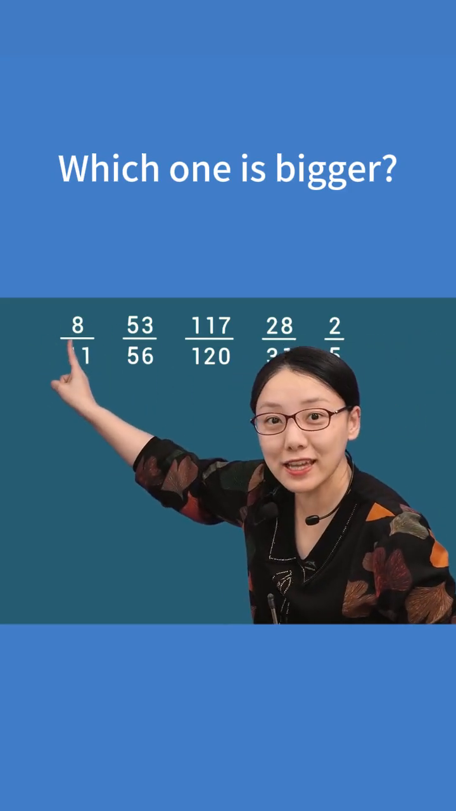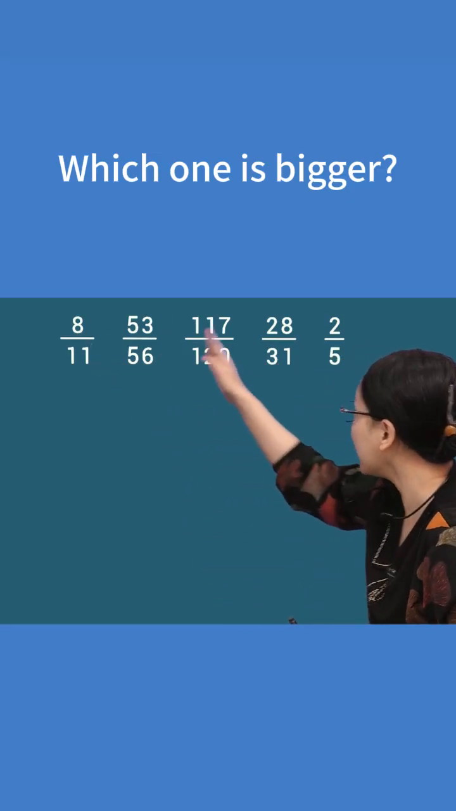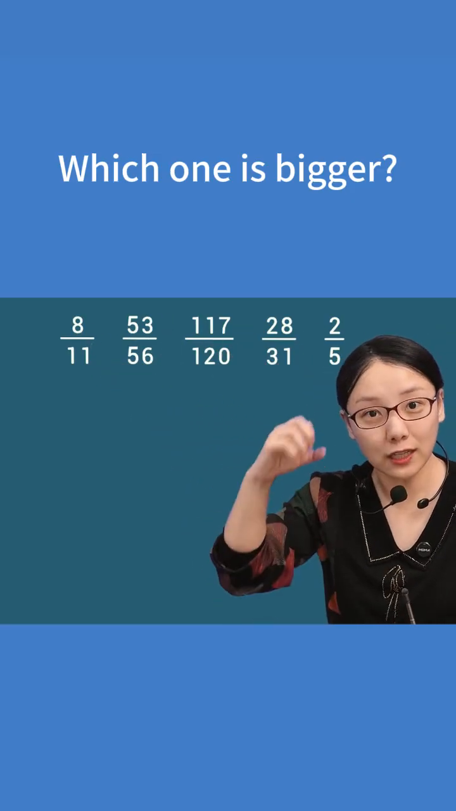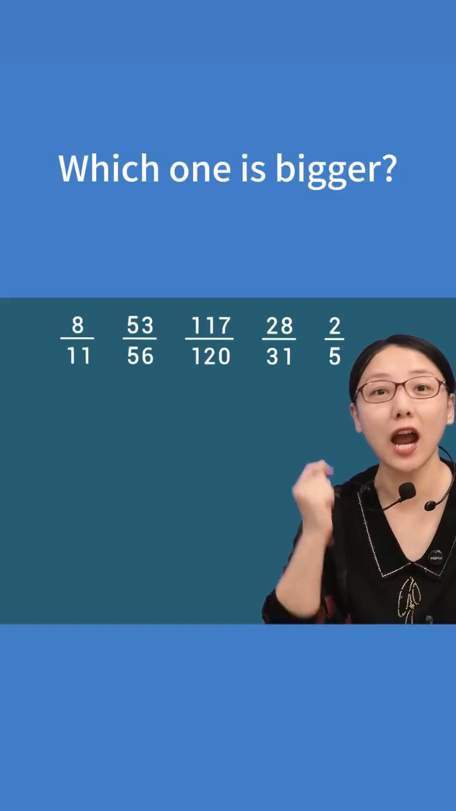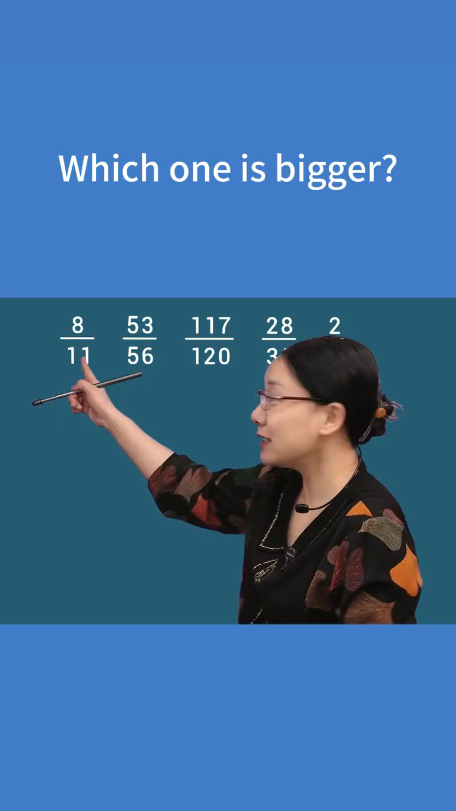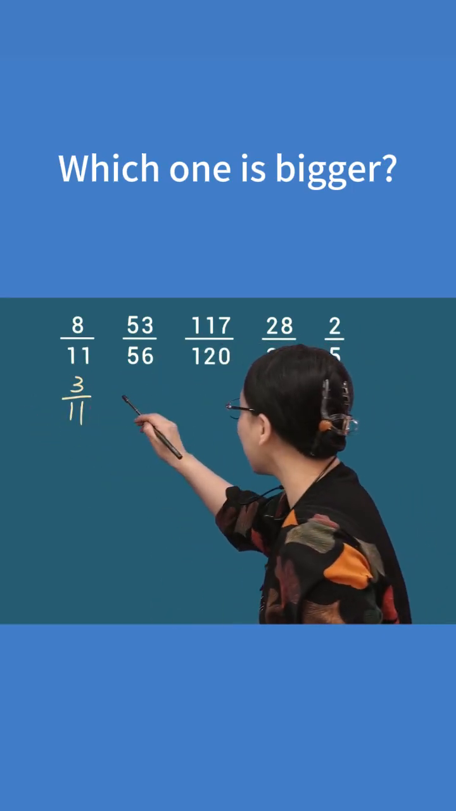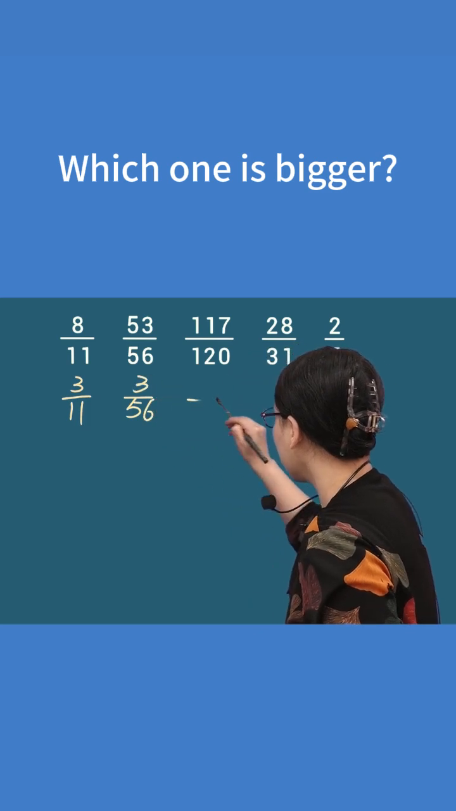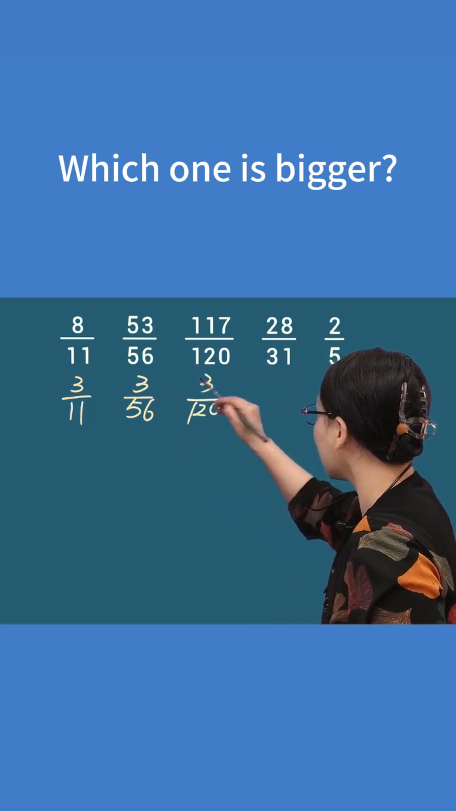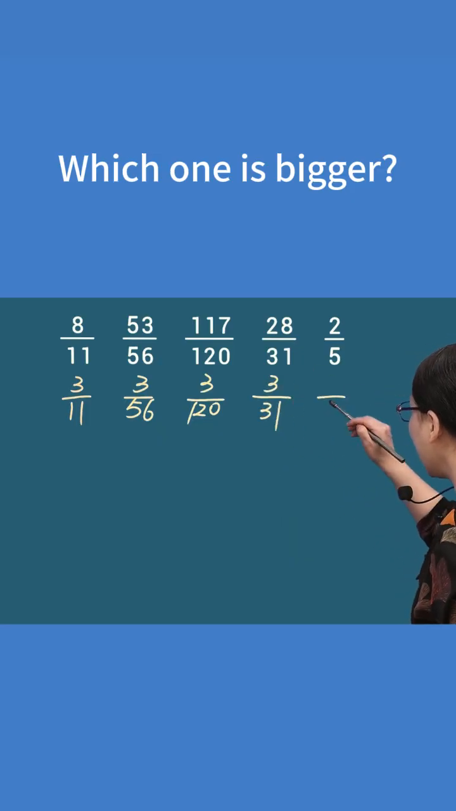I'm going to subtract each of these fractions from 1. I'll compare the differences I get first. What's the point of doing this? Let's try it out and see. First, 1 minus this fraction gives us 3 over 11. Then 1 minus this one is 3 over 56. And subtracting this one, 3 over 120. Now subtract this one, it's 3 over 31. And this one, it's 3 over 5.